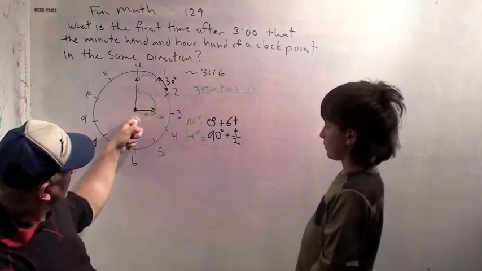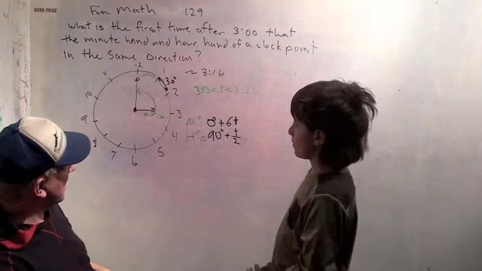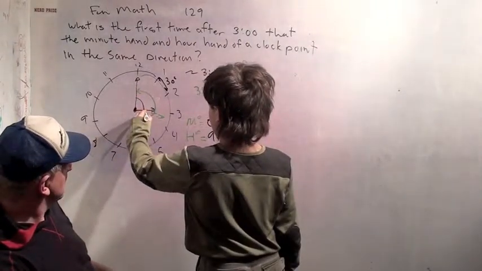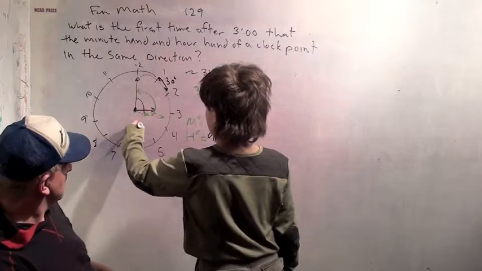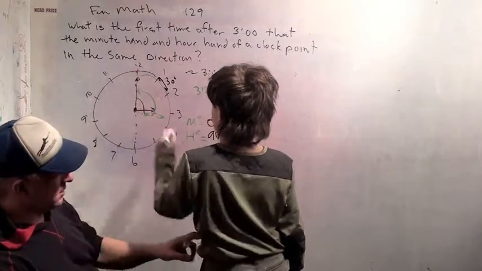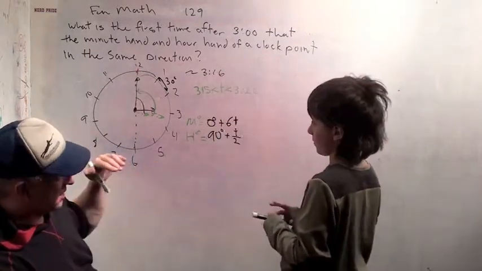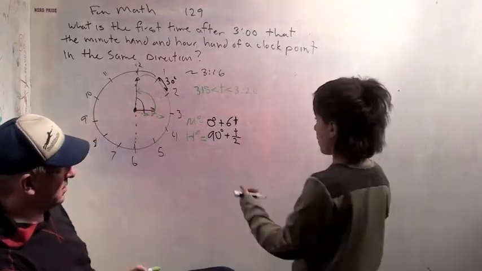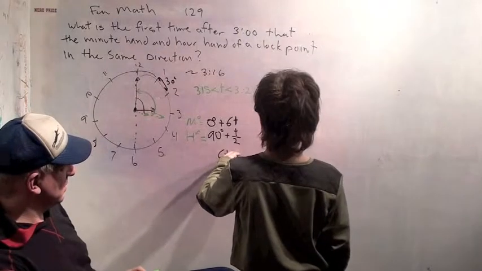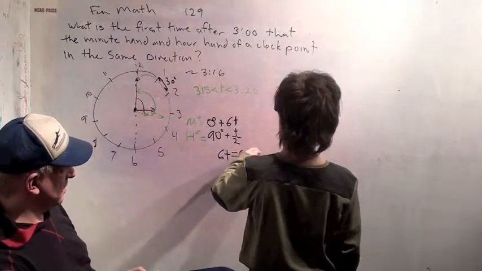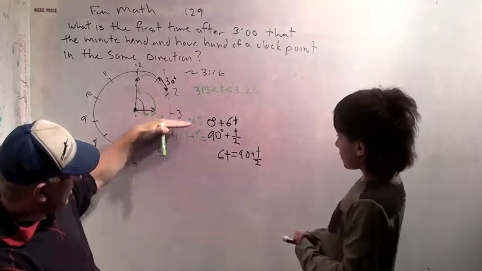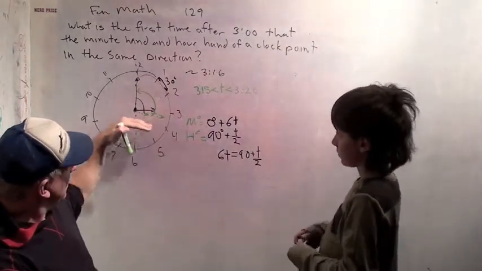Now, what can you tell me when the hour hand and minute hand are making the same angle? Well, the angle that they make is the same with this imaginary line. Okay, so when they make the same angle, or when they're on top of each other, what can you tell me? 6t equals 90 plus t over 2. Okay. These two equations have to be the same at this time.